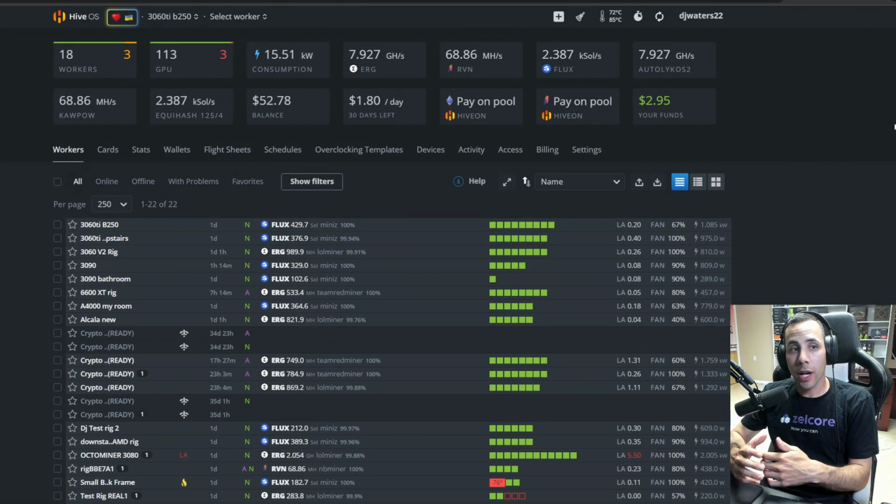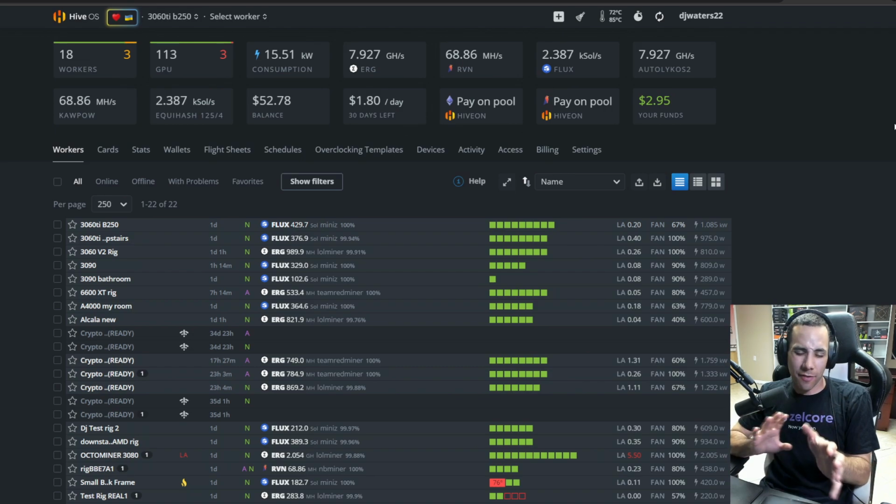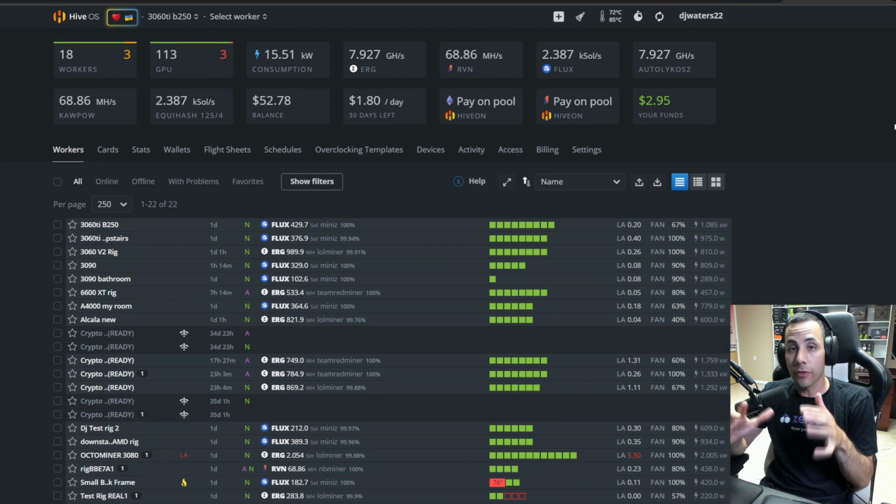So here's a snapshot of the farm that I'll be using today. It has 113 graphics cards, and I'd say roughly 60% of that is on ERGO right now. I have 2060s, 2080s, 2080 Supers. I've got pretty much all the 30 series cards that I'll be showing you except for the 3080 Ti and 3090 Ti. Other than that, you're going to see a lot of different cards, and I'll try to show you as many of those as I possibly can.